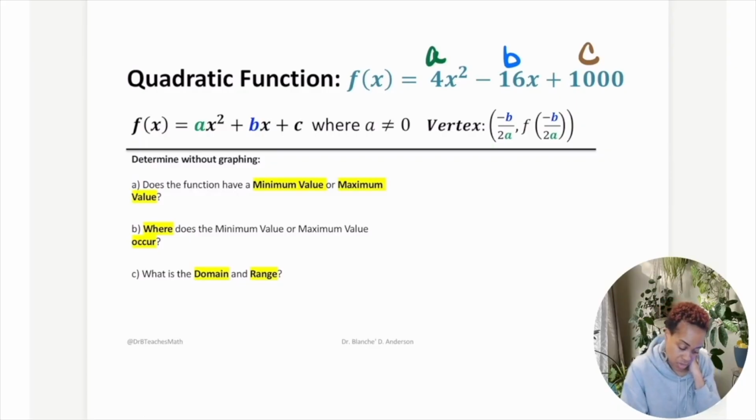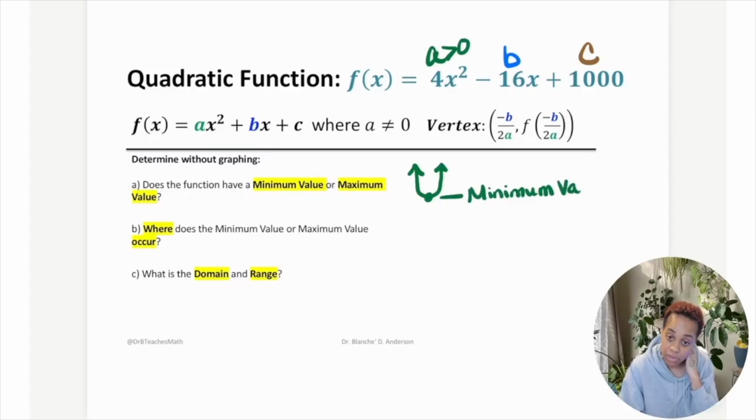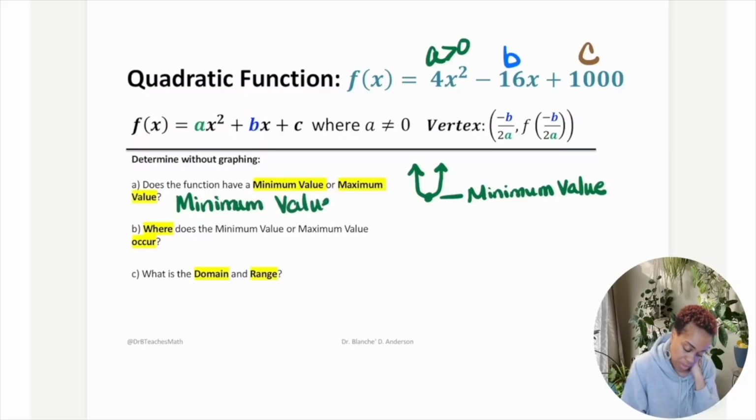Because A is greater than 0, we know that our graph is going to open upwards, right? I'll do it right here. We know our graph is going to open upwards. So if our graph opens upwards, it's going to have a minimum, a low point or a minimum value. You'll see that? So this will have a minimum value because it opens upward. So it's going to have a low point.